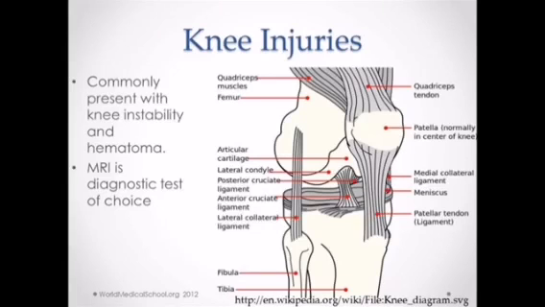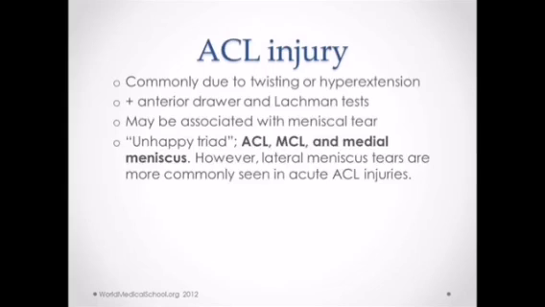Some knee injuries that are commonly tested we'll discuss now. Most of these commonly present with knee instability and a hematoma. It's important to remember that MRI is the best diagnostic test. As you can see, all these different ligaments are visible with the MRI, as well as the menisci. So the first injury is an ACL injury.